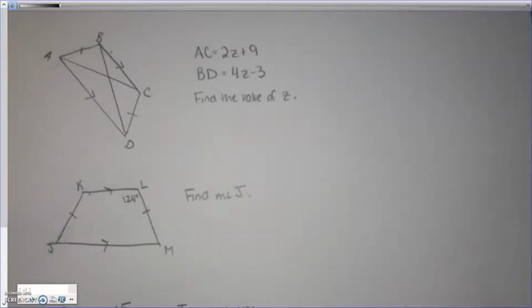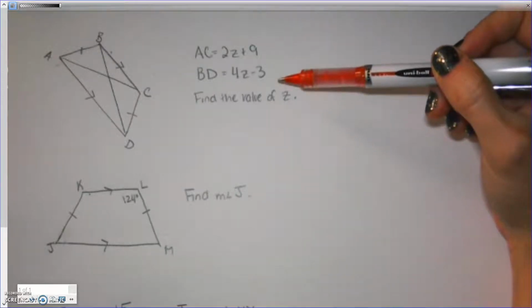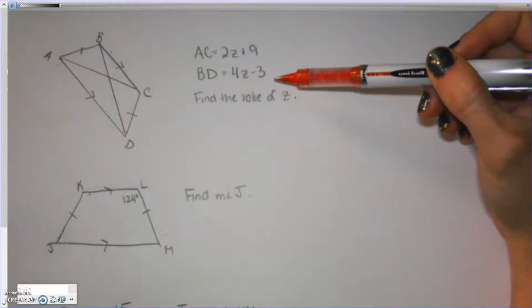In this video, we are going to apply properties of trapezoids that we learned earlier to help us solve some algebraic problems. In this first problem, I have trapezoid ABCD, and I know that AC is equal to 2z plus 9, and BD equals 4z minus 3.